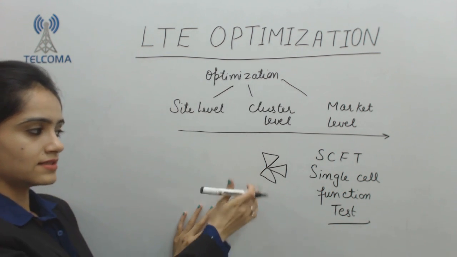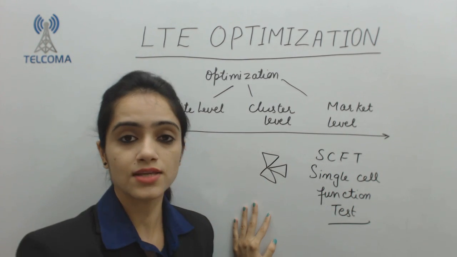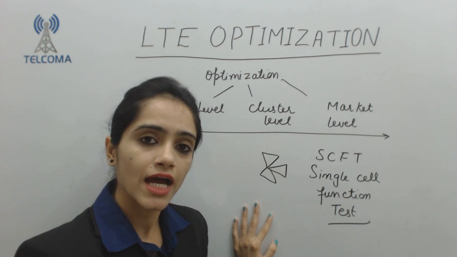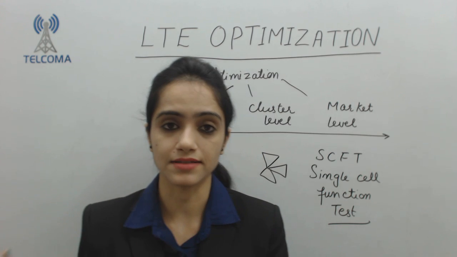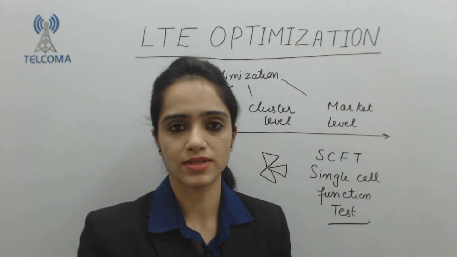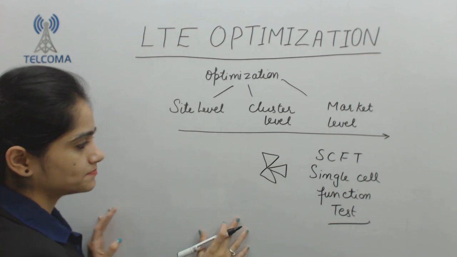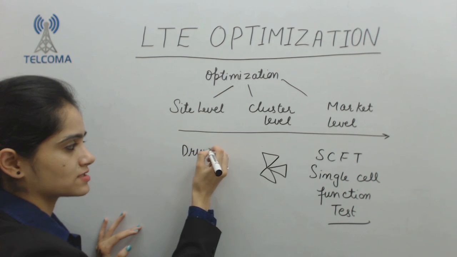Okay, I have planned a site over here. We have given a frequency and bandwidth, and users are using this cell. Now I require a single cell function test of each and every site, so that I can find out the various parameters from this cell.